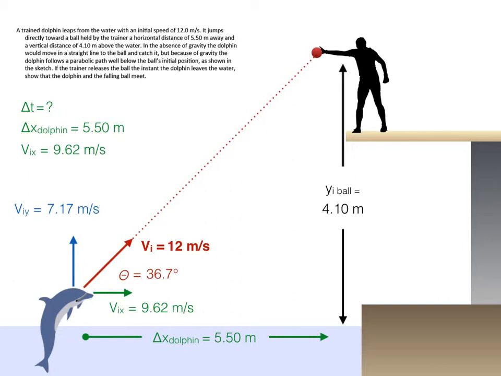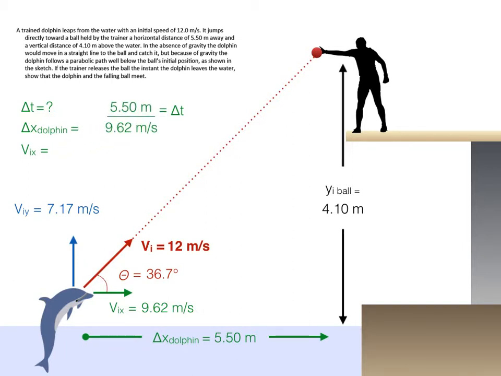Now, we have an equation for motion in the x direction with 2D kinematics since there is no acceleration. That is, the displacement in the x direction is simply initial velocity in the x times time. We know the first two values. We're solving for time, so let's just rearrange this and solve for time. We have our displacement in the x and our initial velocity in the x. Let's just plug those values in right there.